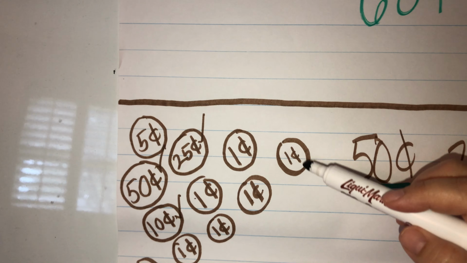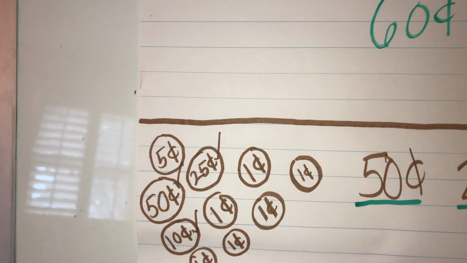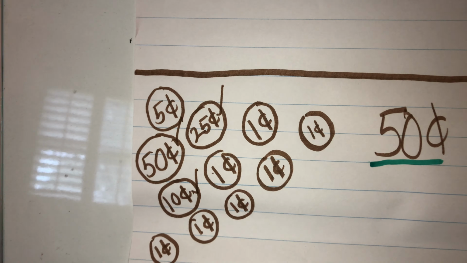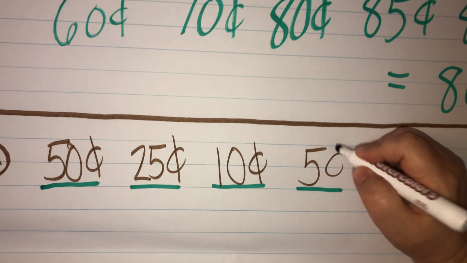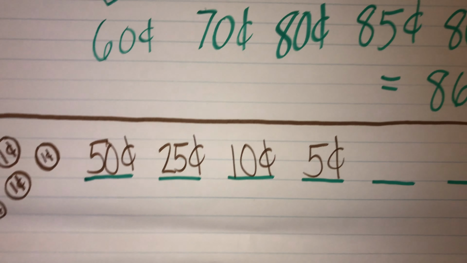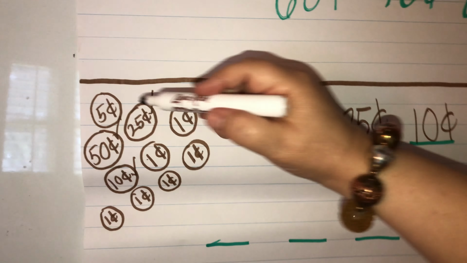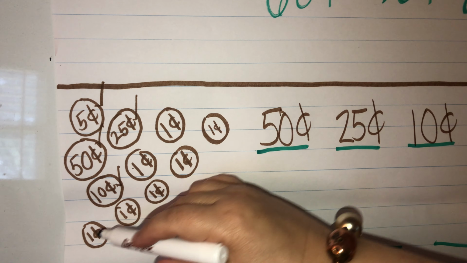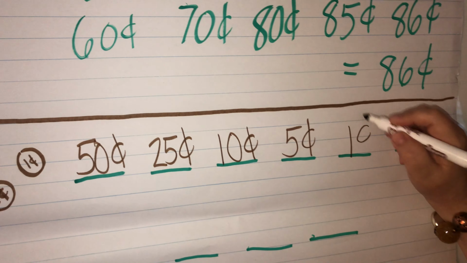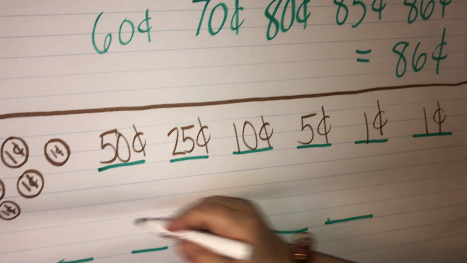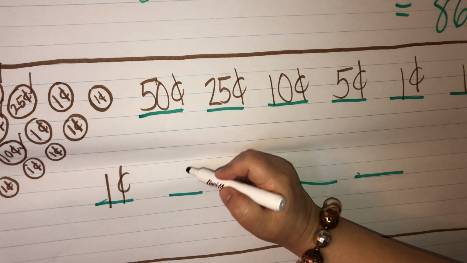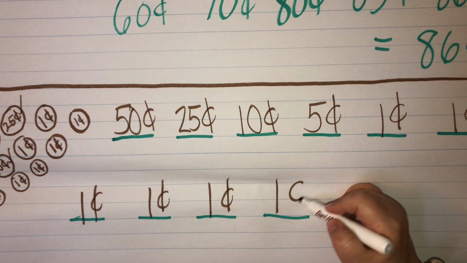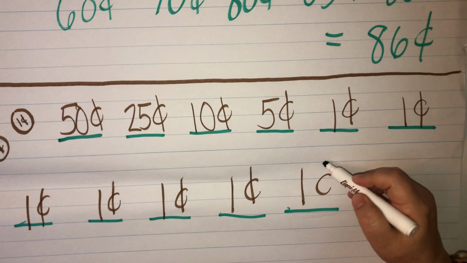And I have 8 coins left. And I see that I have 1 nickel. So that is what I will write next. And the rest are all pennies. 1, 2, 3, 4, 5, 6, 7 pennies.